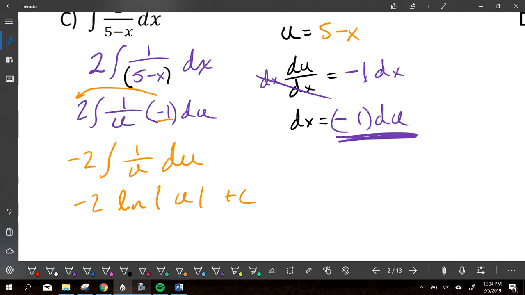It's just plus c. Some of us had minus c's. You don't need that there. That's where the negative came out in front. And so my final answer is negative 2, natural log of the absolute value of 5 minus x, plus c.